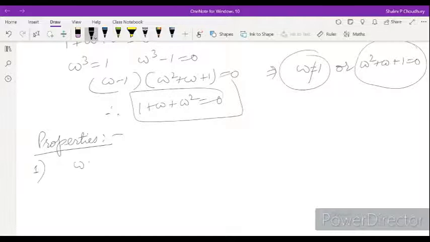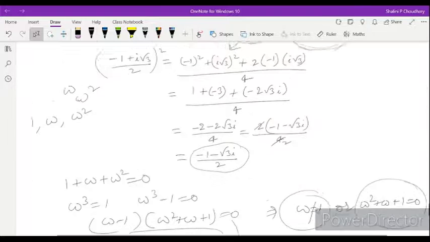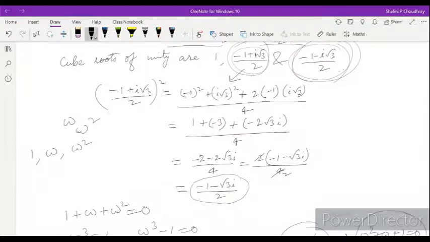that omega square will be equal to 1 upon omega, and 1 upon omega square will be equal to omega. Now why? Because there are three roots, of which two roots are conjugates. So if this one is omega, then this one will be omega square. So we square this and we get this one, we square this and we get this one.